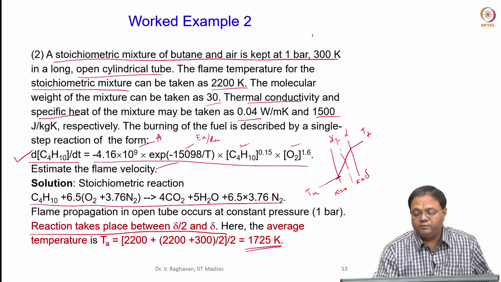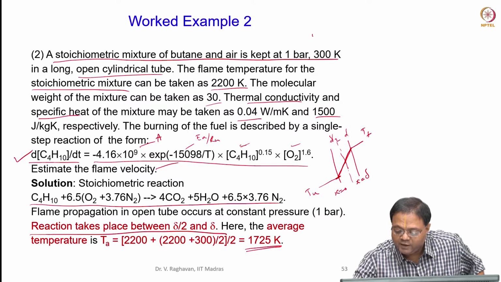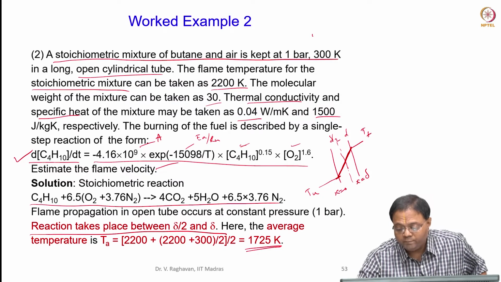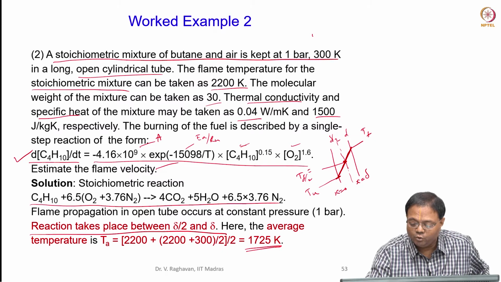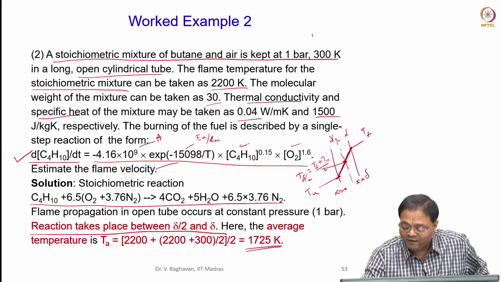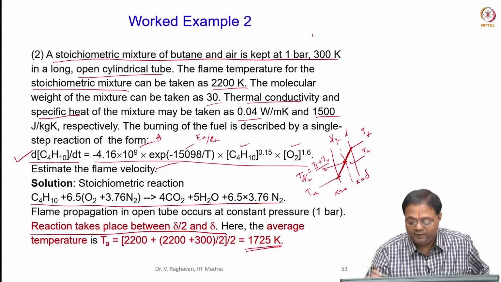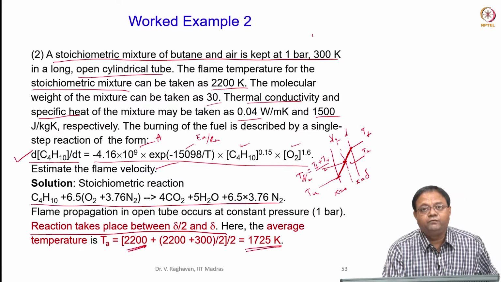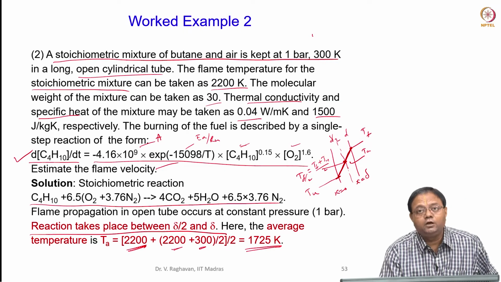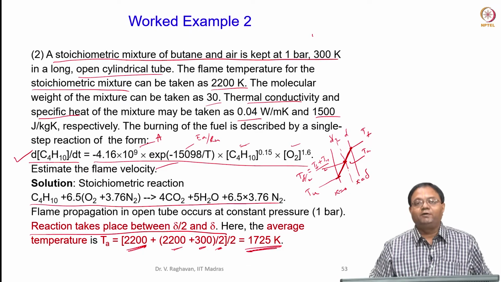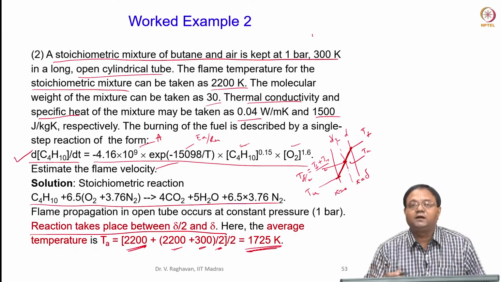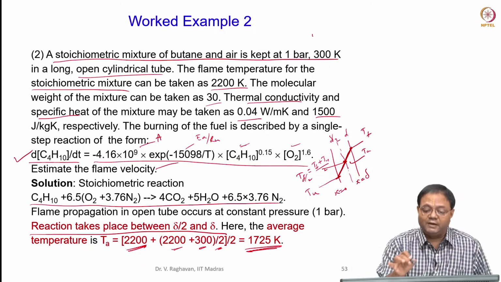So what is the temperature between this? This is a linear profile, a linear variation of temperature. So at this point the temperature will be (Tf plus Tu) by 2. This temperature is T delta by 2, equal to (Tf plus Tu) by 2, and here this is Tf. So the average temperature here is Ta, which is nothing but Tf plus Tu, both added up and divided by 2, that is 1725 Kelvin. That is the average temperature at which the concentrations are evaluated and the reaction rate is calculated.